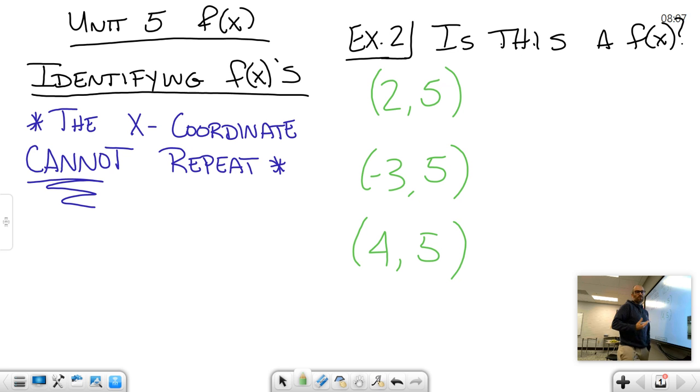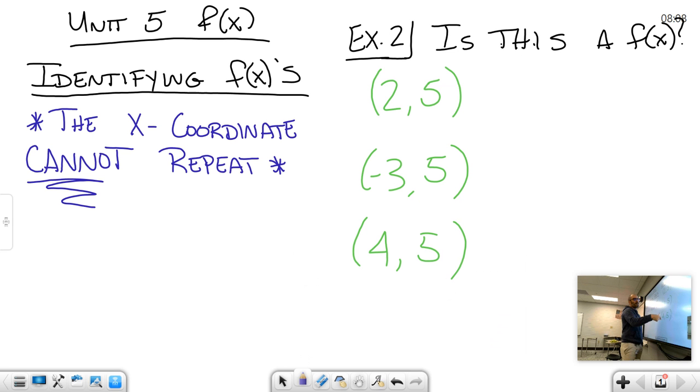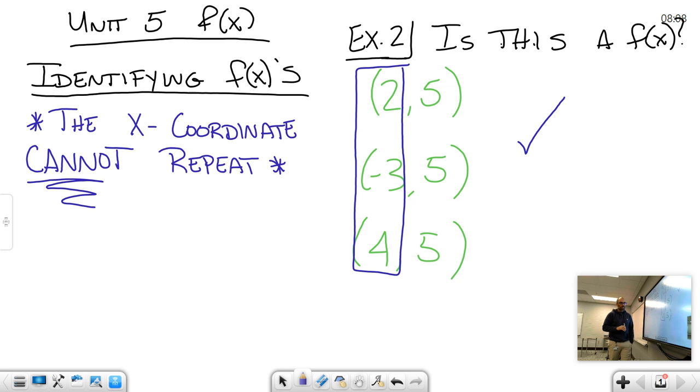Okay, this is a problem that confuses a lot of people, because what we get focused on is the word repeat, and we're trying to figure out if x does repeat. So people look at those 5s and say that's not a function. Well, this one is a function, because my x value does not repeat. My y can repeat, but my x can't. They're all different, so therefore this one also is a function.